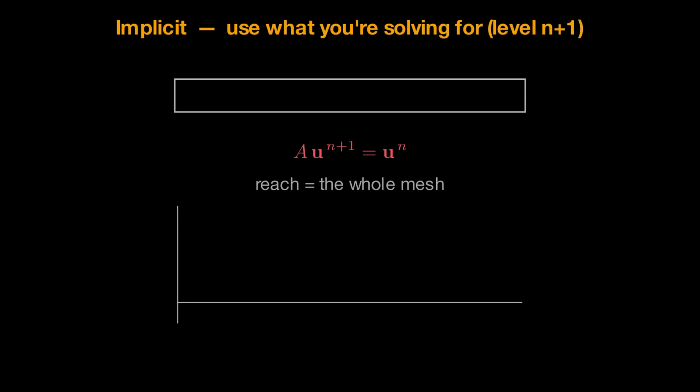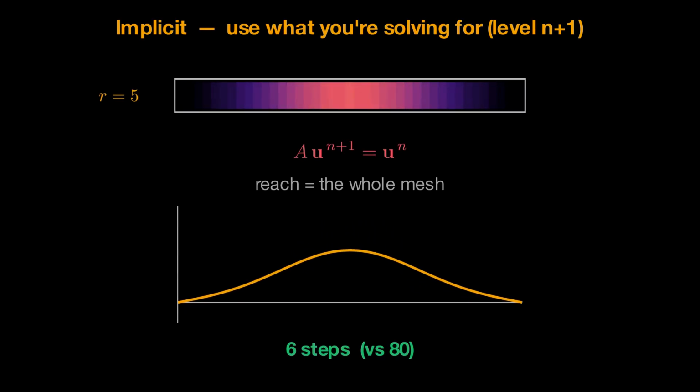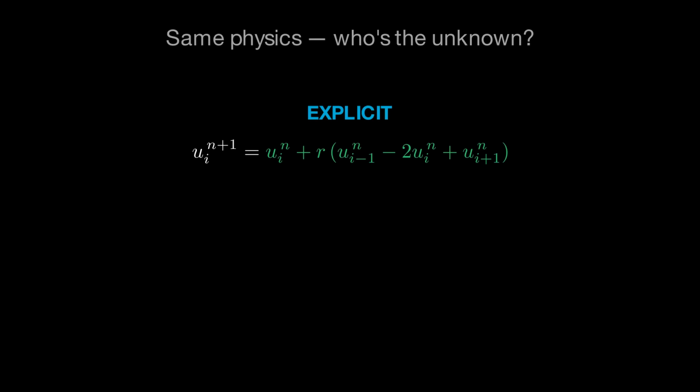Because the whole field is coupled and solved together, its numerical reach is the entire mesh, and nothing can outrun it. Same heat pulse, same end time, but at a step 10 times larger than explicit could survive. 6 steps instead of 80, and it stays perfectly stable. Backward Euler is unconditionally stable. You don't lose stability, you lose a little time accuracy, which is a different thing. Hold that thought. Here it is in symbols.